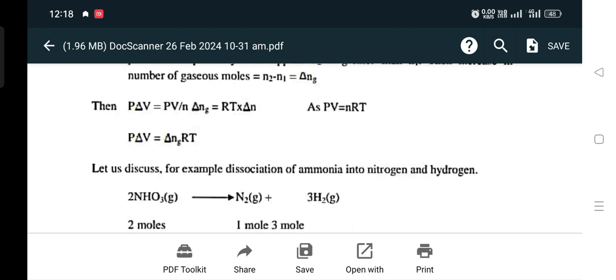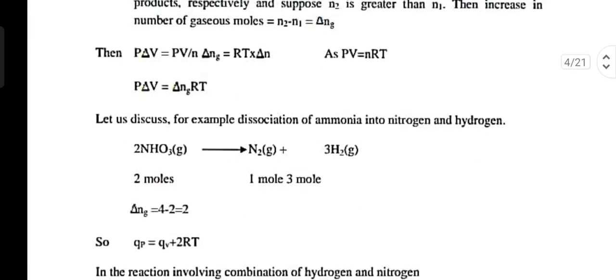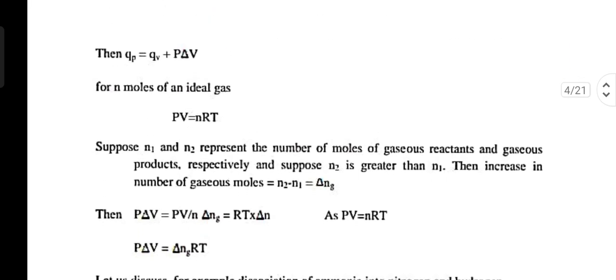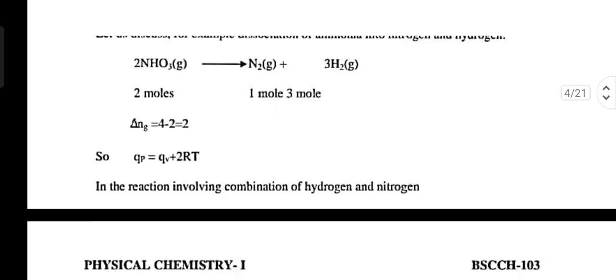Let us discuss, for example, dissociation of ammonia into nitrogen and hydrogen. 2NH3 gives nitrogen and hydrogen. 2 mole of ammonia react to give 1 mole of nitrogen and 3 mole of hydrogen. Del Ng is 4 minus 2, which is equal to 2. Qp is equal to Qv plus 2RT.